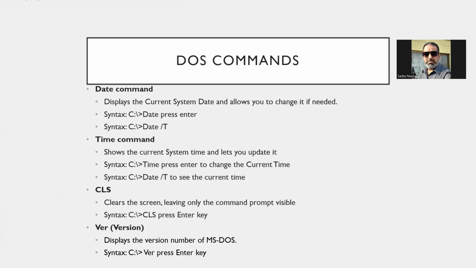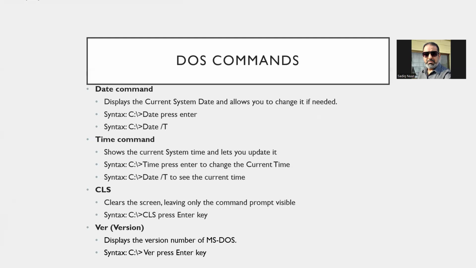The first command that I will demonstrate in this video is the date command, which displays the current system date and allows you to change it if needed. If you type C from the root, the C means the root, the hard disk. From the root, if you type date and press the enter key, that means you want to change your current date to a new date.